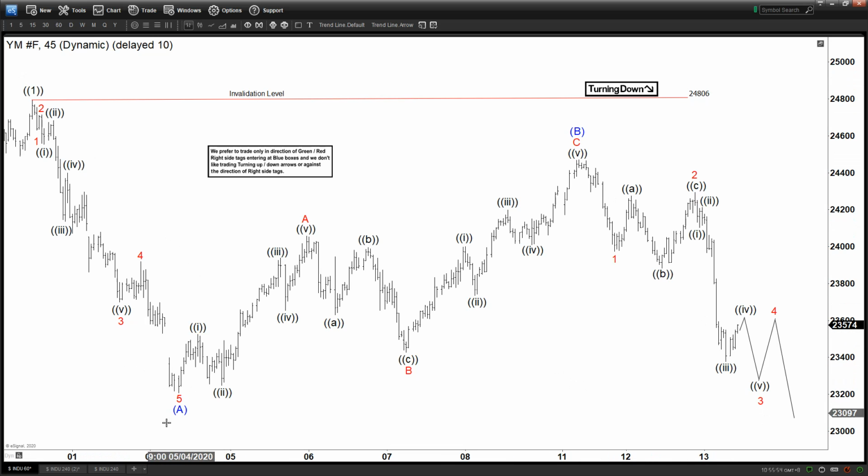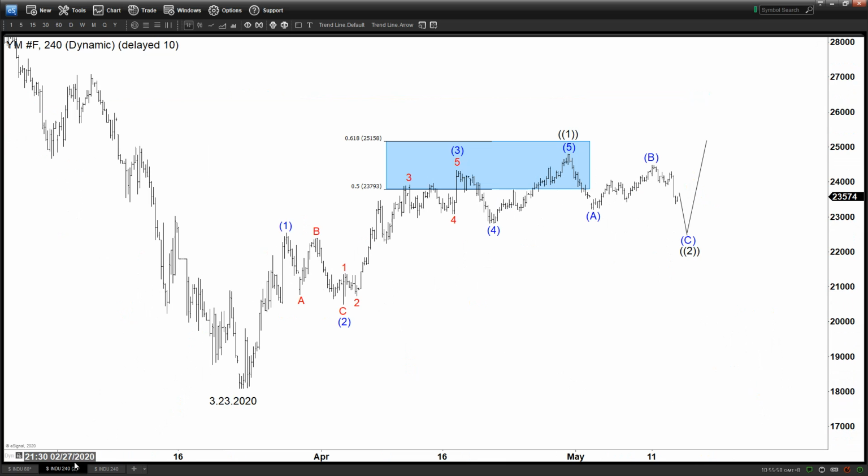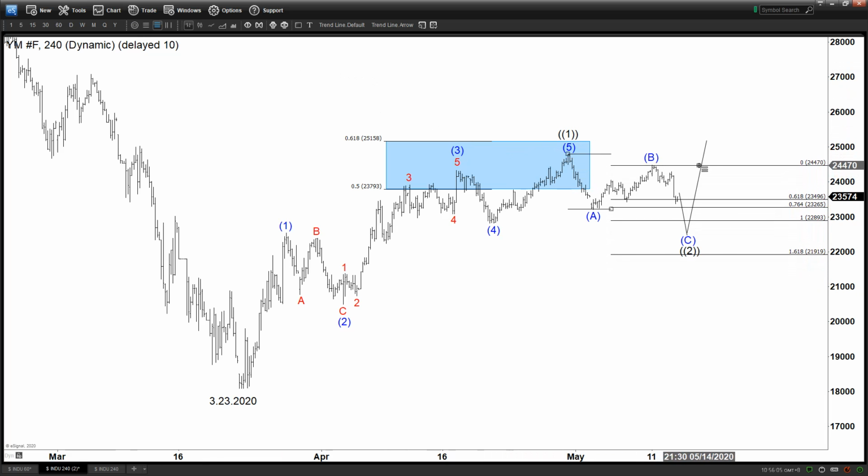A break below A in blue, technically if it can go to a full 100% extension, it can give us a target to the downside. If you measure it like this, a full 100% extension can give us a move to this area, which is around 22,900. Okay, and from here we could see support that gives us another leg higher in the wave 3, or at least a 3 wave bounce can happen from here.